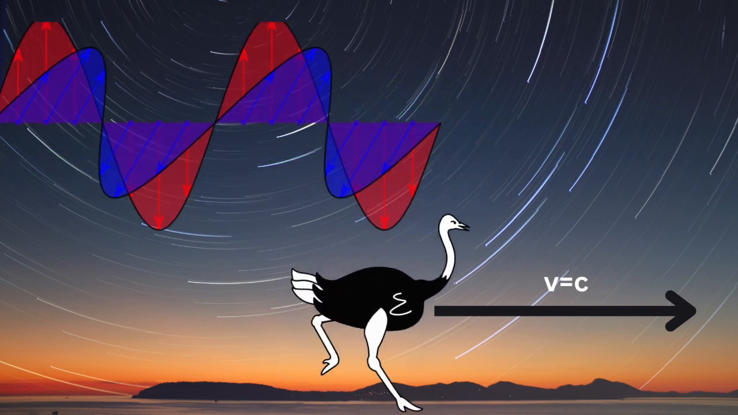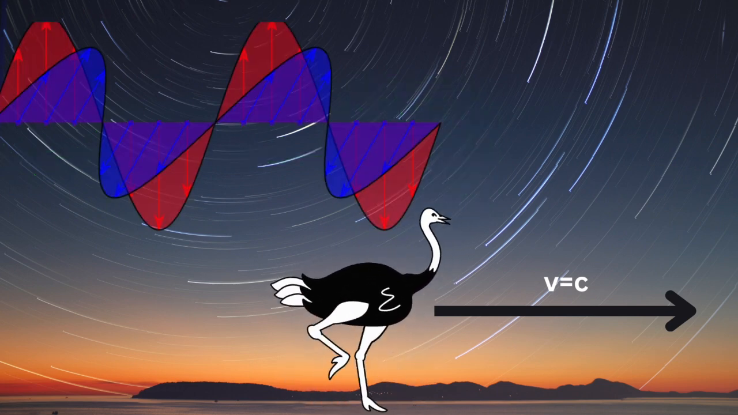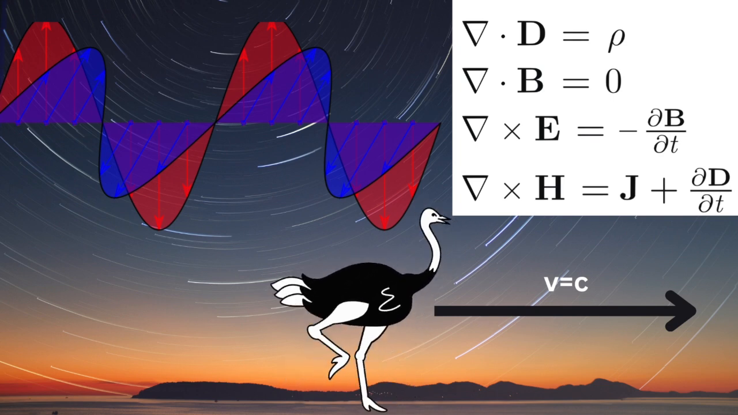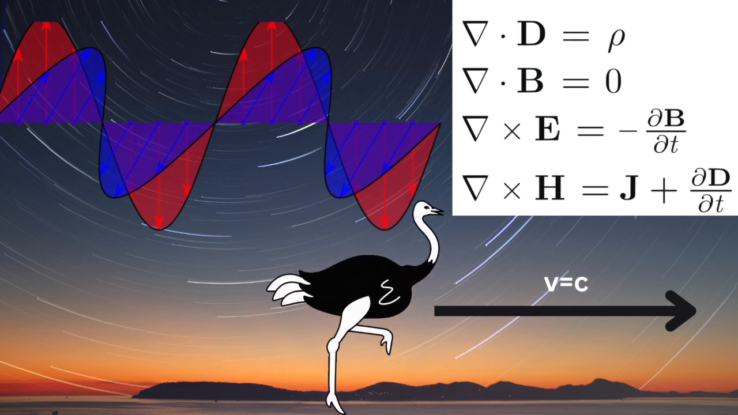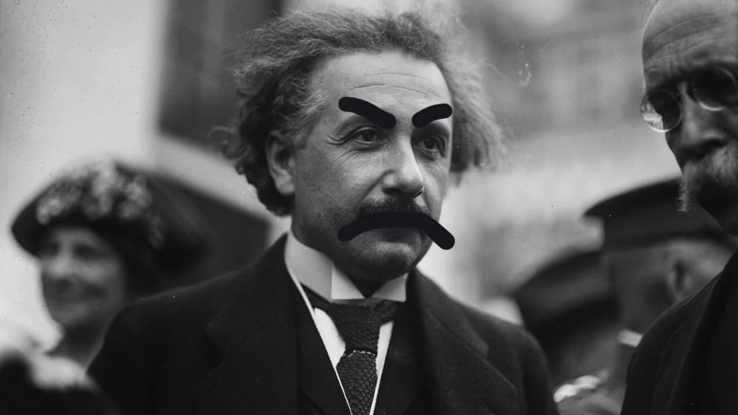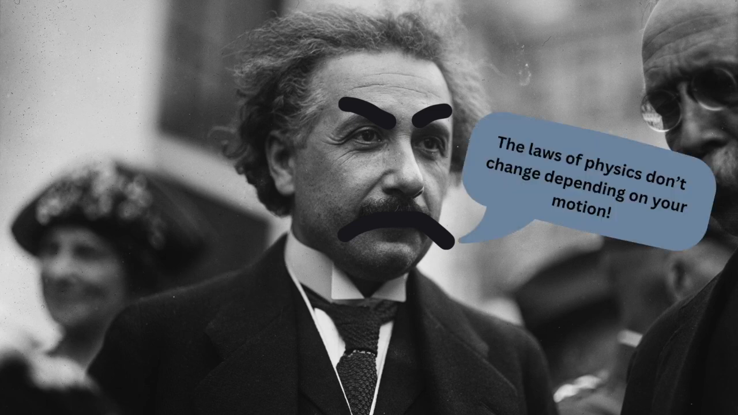However, since light is just a repeating series of electric and magnetic fields, as shown by Maxwell's equations, this means that the laws of electromagnetism would be incorrect in your reference frame. This is a ridiculous implication. The laws of physics don't change depending on your motion. To resolve this issue with Galilean relativity, Einstein put forward two simple postulates.